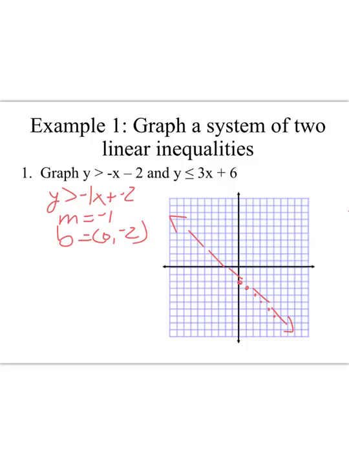When I plug in 0, 0, I get 0 being greater than 0 plus -2. 0 is in fact greater than -2. So I'm going to shade on the side where 0, 0 is. Pretty straightforward and simple.